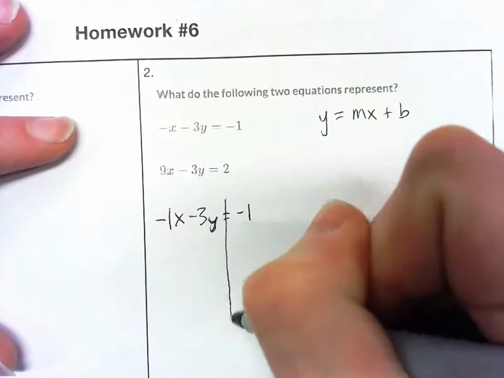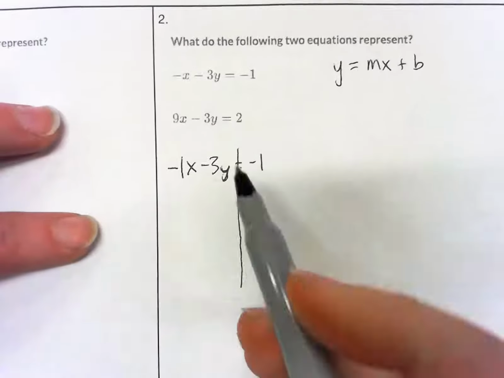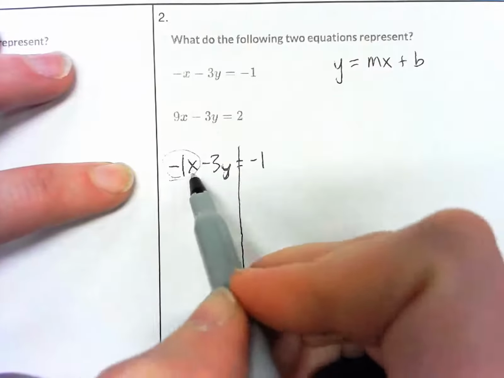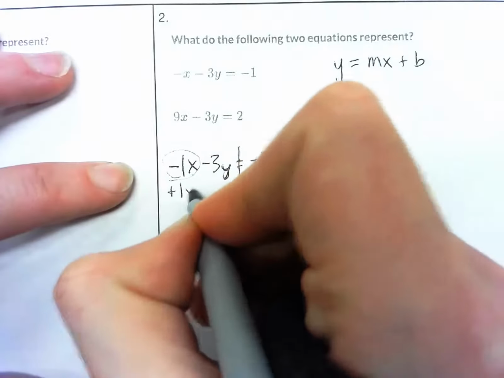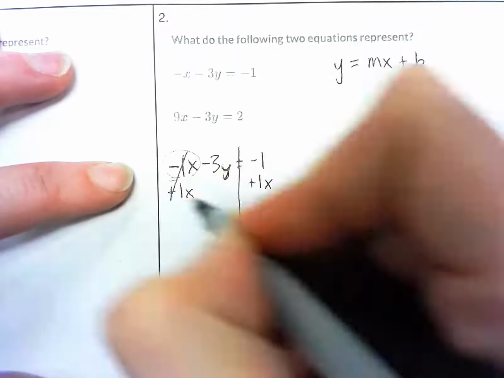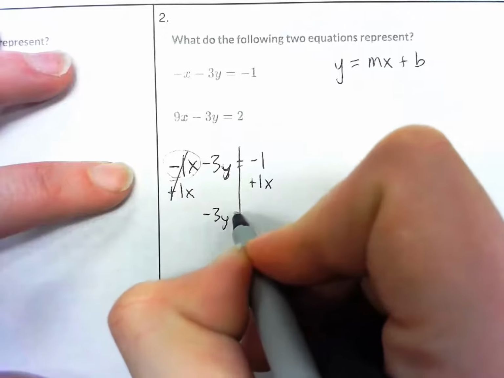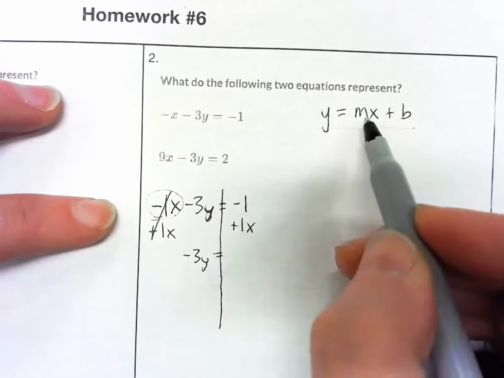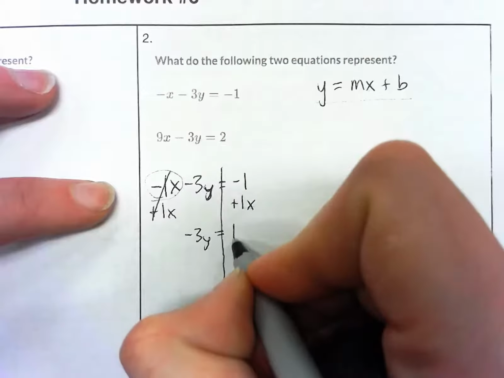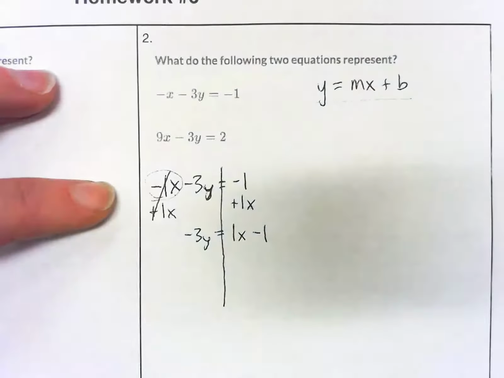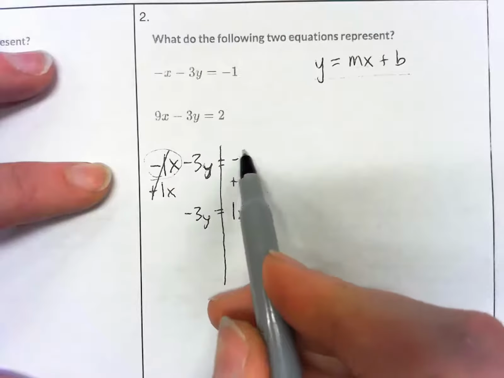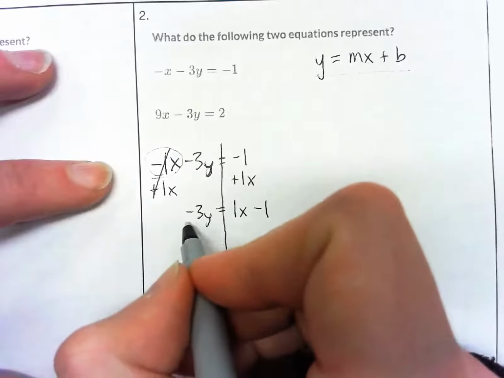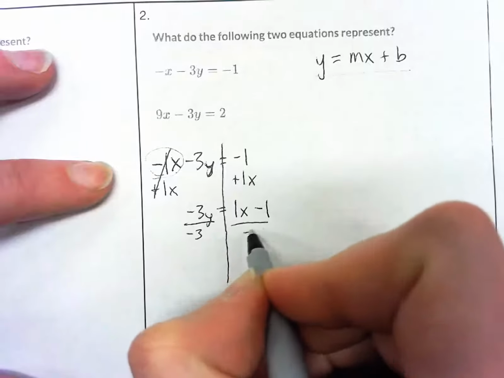Draw my line for the equal sign, and I'm trying to get y all by itself. So right now we have this negative 1x that's hanging out here. I need to add 1x on both sides. This cancels, and I'm left with negative 3y equals, I'm going to write the x part first just so it can match this format where the x comes first. So 1x minus 1. The negative 1 comes from right here. Then I have negative 3 being multiplied by y. So to undo that, I need to divide by negative 3 on both sides.